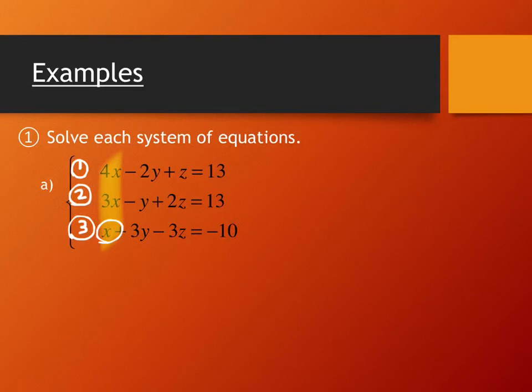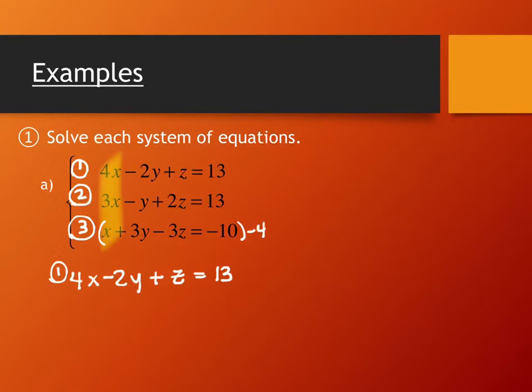So if I take equation number 1, which is 4x minus 2y plus z equals 13, I'm going to pair that with equation number 3, okay? Because equation number 3 is the easy one to manipulate so that it will have the same coefficient in front of x. What would I need to multiply by to get rid of that value? Yeah, I would need to multiply by -4.